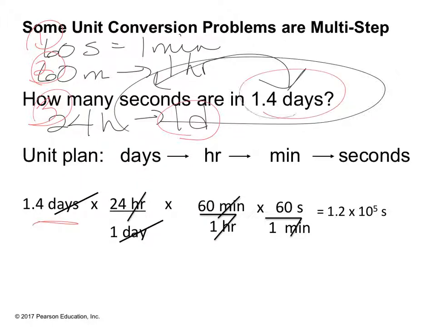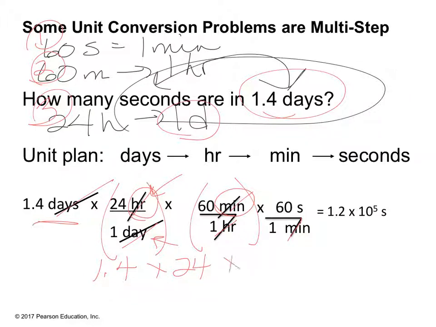Make sure that your first conversion factor has days in the denominator so that days cancel out. Now, look at the units you have not canceled, in this case hours. You need another conversion factor that's going to cancel your hours out, and you will end up with minutes. One more step, convert minutes to seconds. Now you end up with a multiplication problem, 1.4 times 24 times 60 times 60.